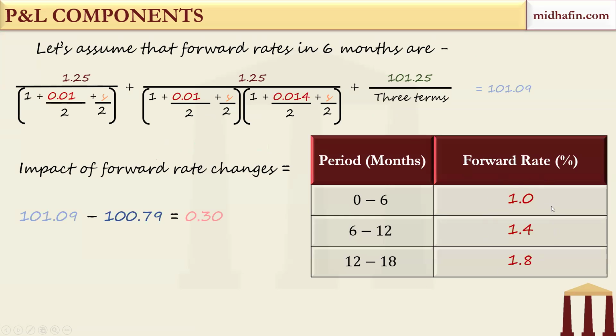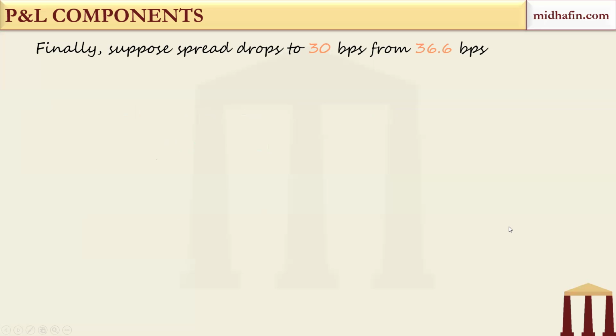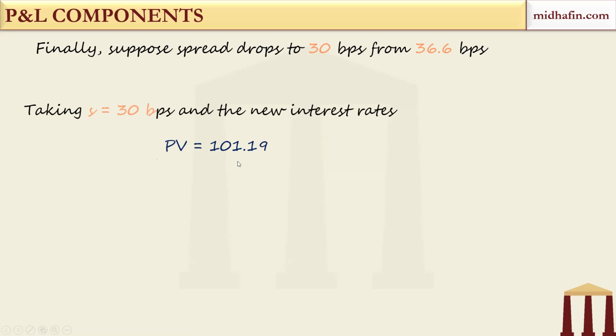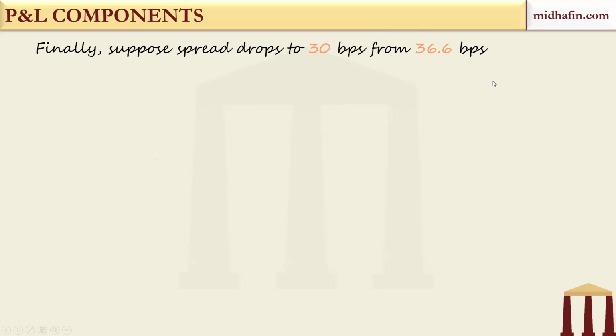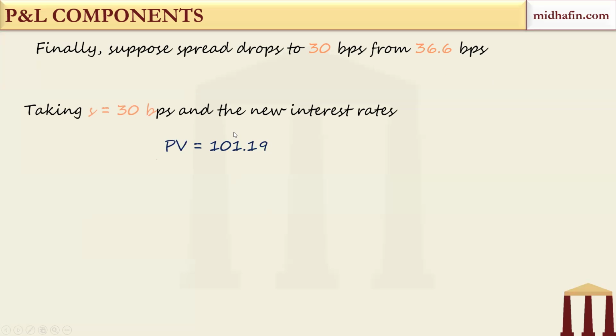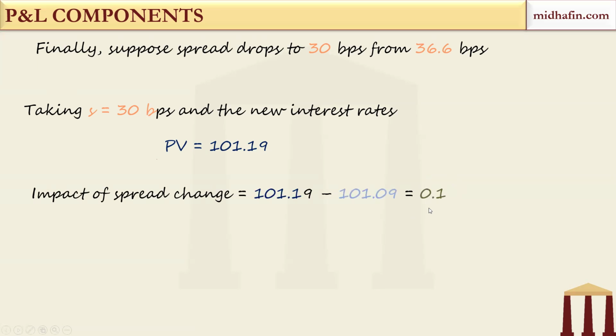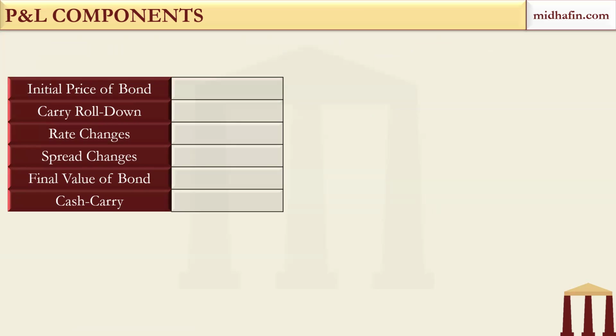Of course, these interest rates have been taken into consideration. The new interest rates. Now I'm assuming that everything is changing. The interest rate has changed, time has passed, and then I am assessing the spread change also. So the price of the bond turns out to be 101.19 with 30 basis point spread. Now, what was the price when the spread did not change? It was 101.09. If I take the difference between these two numbers, I'll get the profit component because of spread changes. That is $0.1.